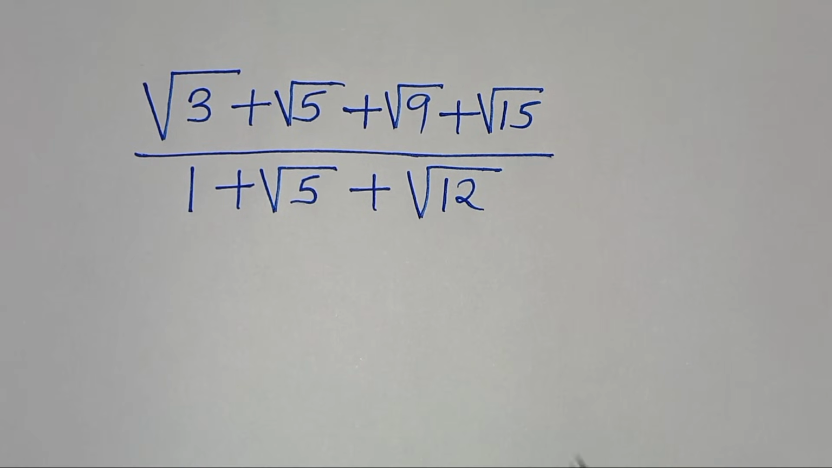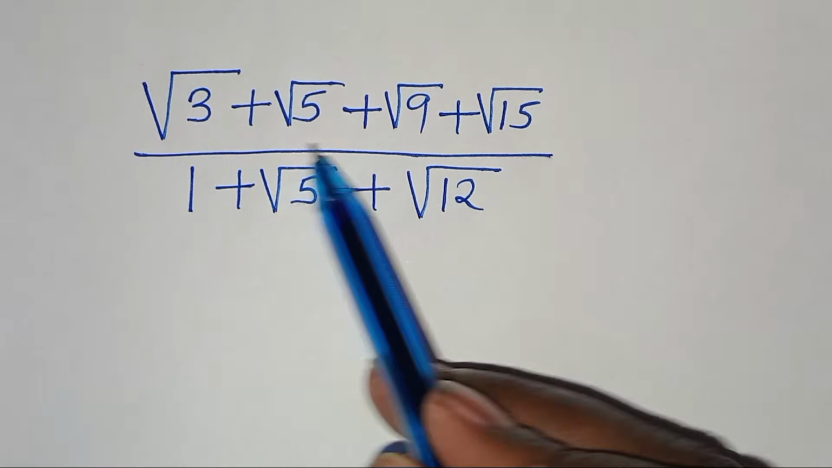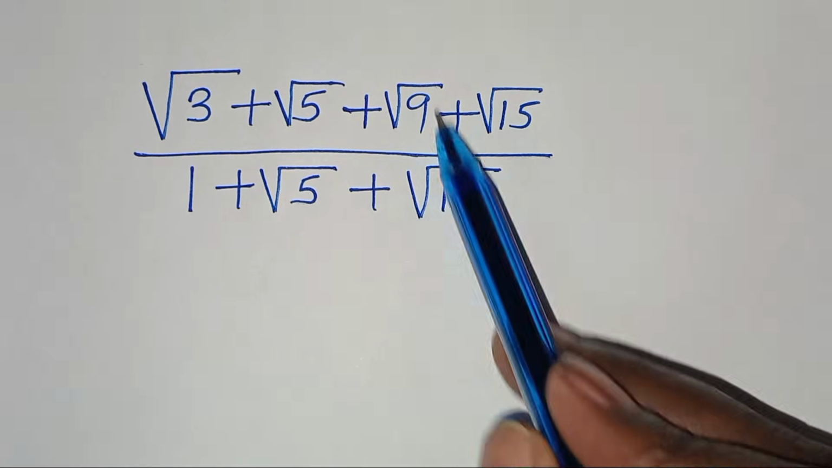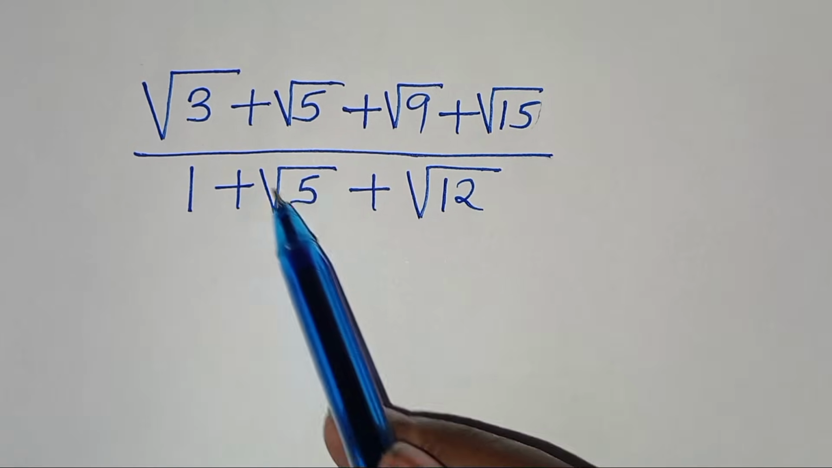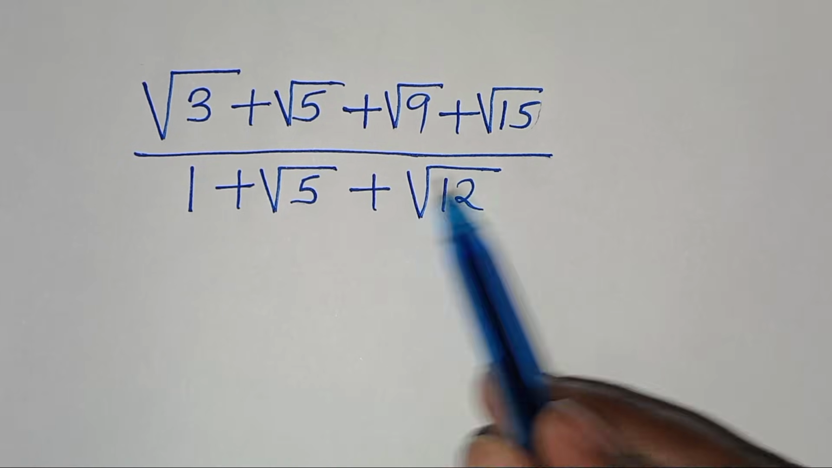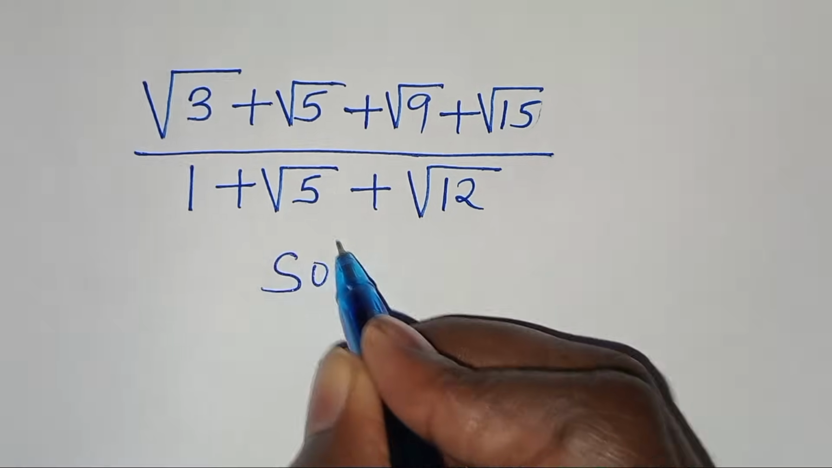Hello everyone, you're welcome to solve this square root math problem, which is the square root of 3 plus square root of 5 plus square root of 9 plus square root of 15, divided by 1 plus square root of 5 plus square root of 12. Now, let's provide a solution from here.